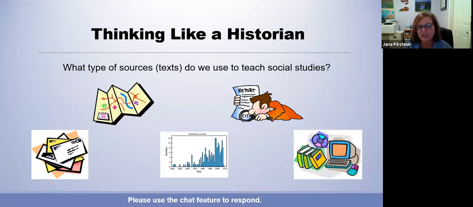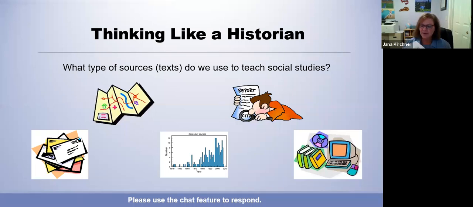I'll give you a hint. I put some pictures in case nobody answered quickly. So what are things that we use as social studies text? If you would give me some examples. We got maps, we got images, photos, charts, graphs, videos, thank you, websites, primary sources.